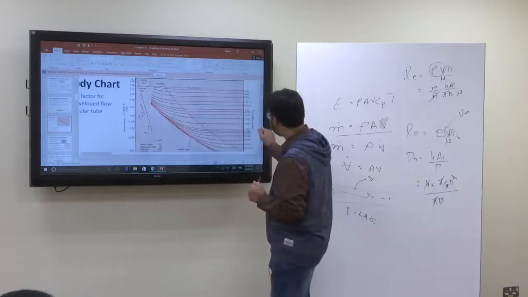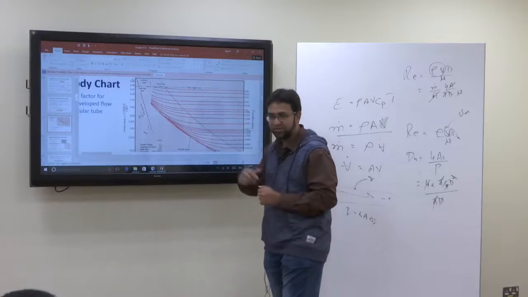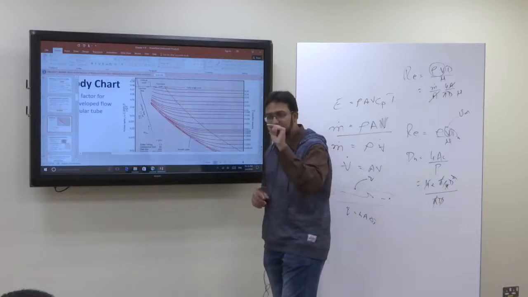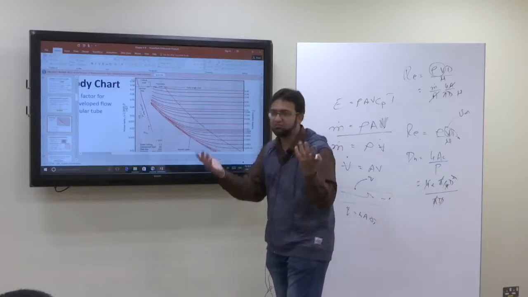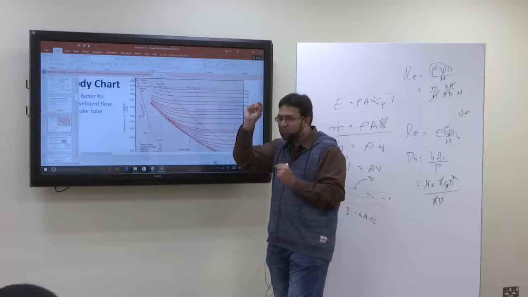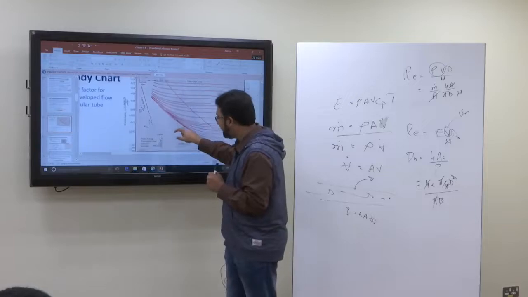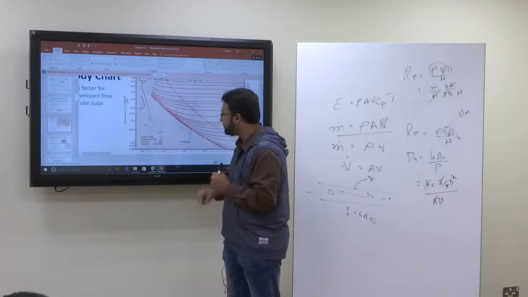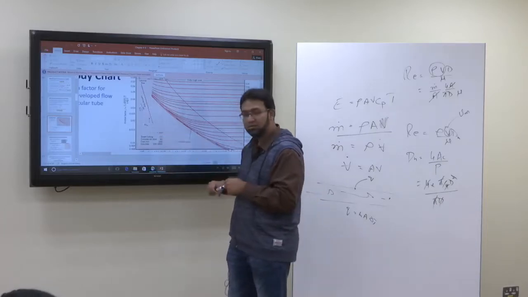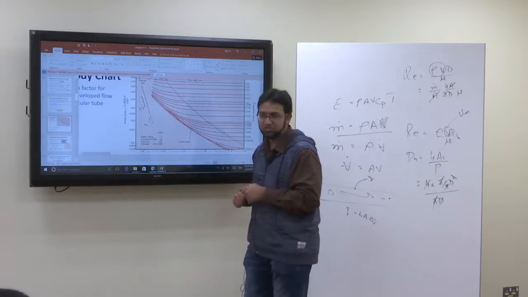So the relative roughness is E by D. Again, it's a dimensionless parameter, where E is the roughness, measured in micrometer, and D is whatever the diameter is. It means how much up and down there is in the pipe. It's written here: if it is drawn tubing, then the roughness E is 1.5 micrometer. If it is commercial steel, then it's approximately 46 micrometer.